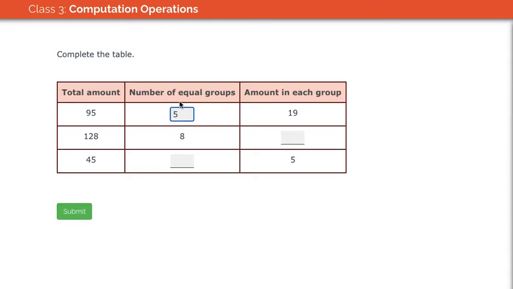Number of equal groups. So 128 divided by 8 will be the answer. Let's do division.